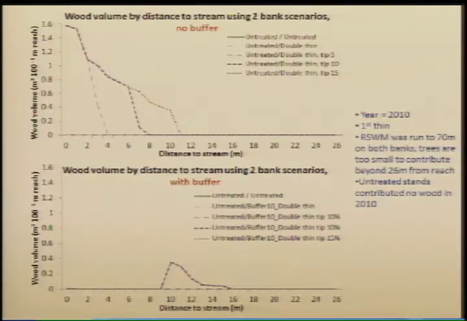So that first meter, whatever the trees are there, if they're within that percentage that's thinned, they're going to be tipped straight into the stream. And this is why you start to see more volume closer to the stream, and it declines as you get further and further away. That's because the trees further away from the stream, if they're the same size as the ones close to the stream, are going to be depositing less wood into the stream because of the taper.